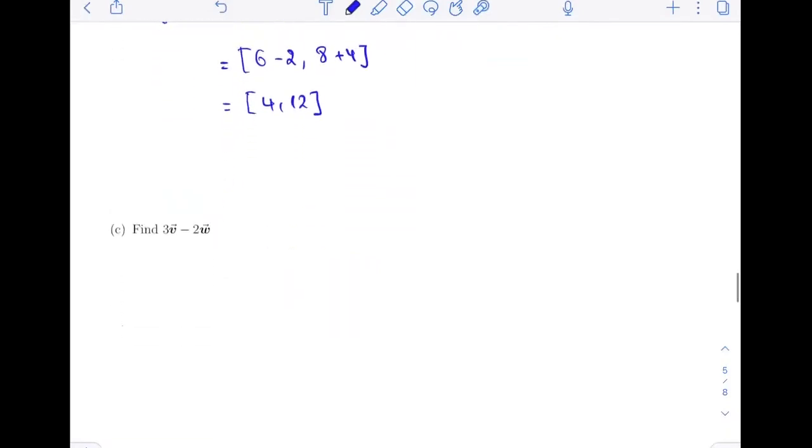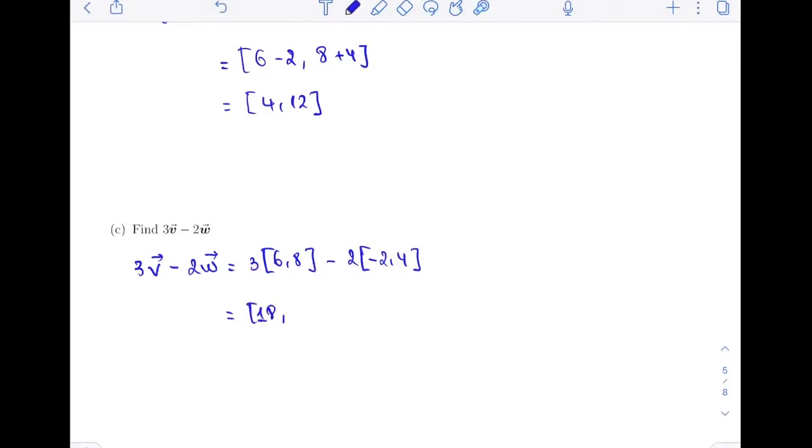The last question is, can you combine these two vectors together into the vector 3v minus 2w? So 3v minus 2w is equal to 3 times 6, 8 minus 2 times negative 2, 4. Now what you can do is distribute 3 into the bracket and negative 2 into the bracket. In other words, you can scale the vector 6, 8 and then scale the vector negative 2, 4 and then combine the new vectors together. So here's what I have.